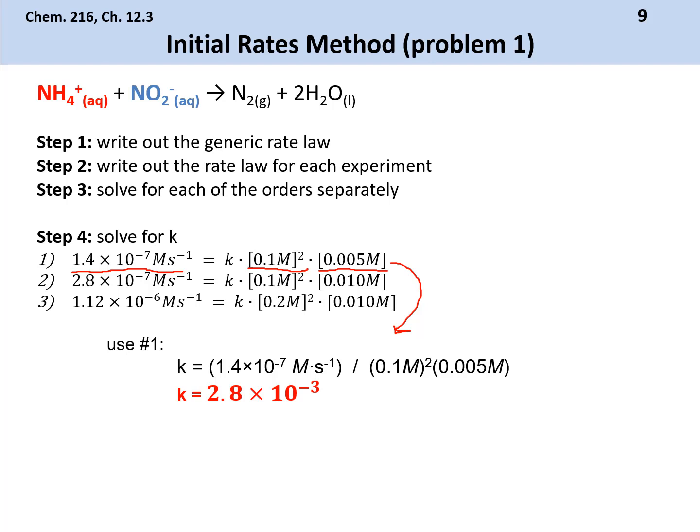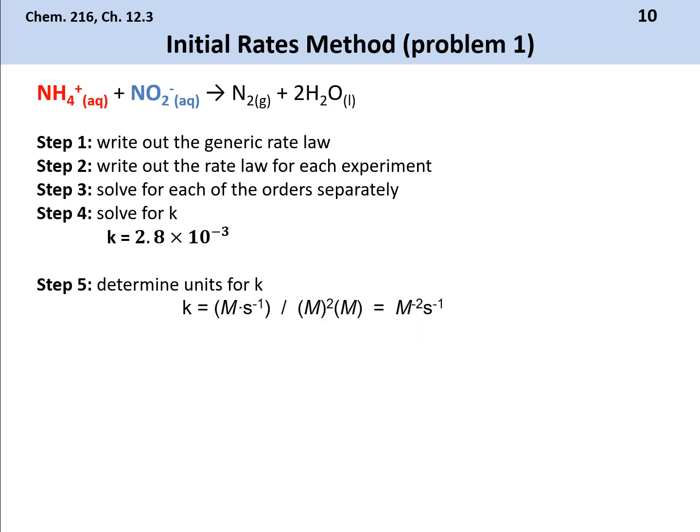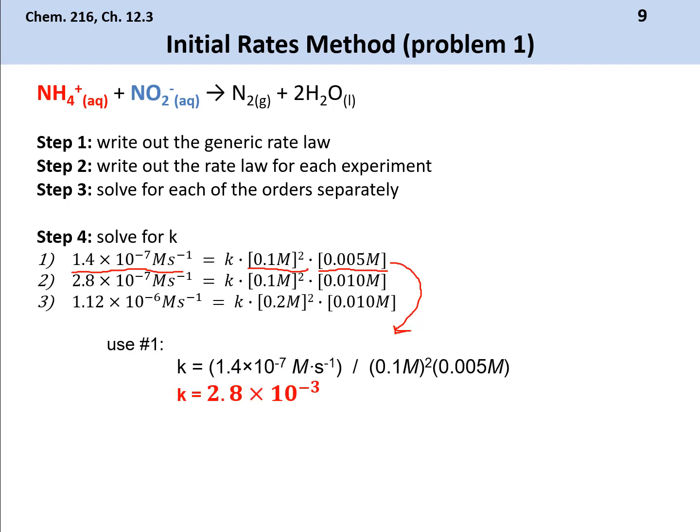That's step 4. Step 5 is now to determine the units for k. So I'm going to use the fact that each one of these has units to do that. Notice this value is in molarity per second. And then on the bottom I have molarity squared from here times molarity.